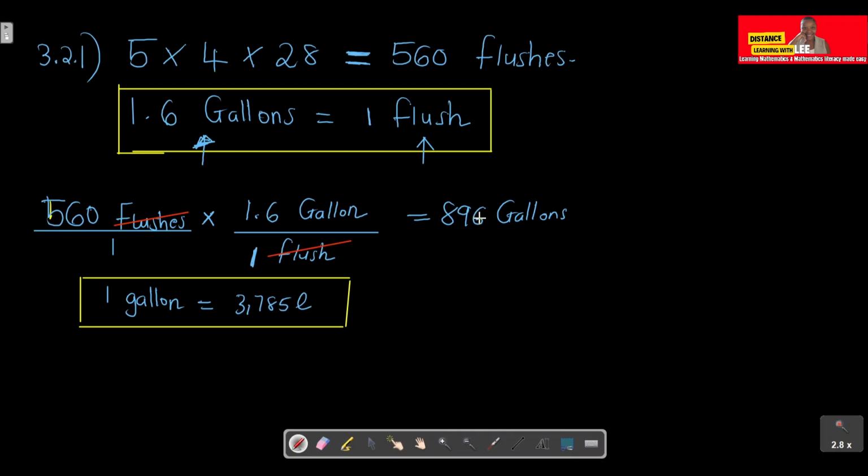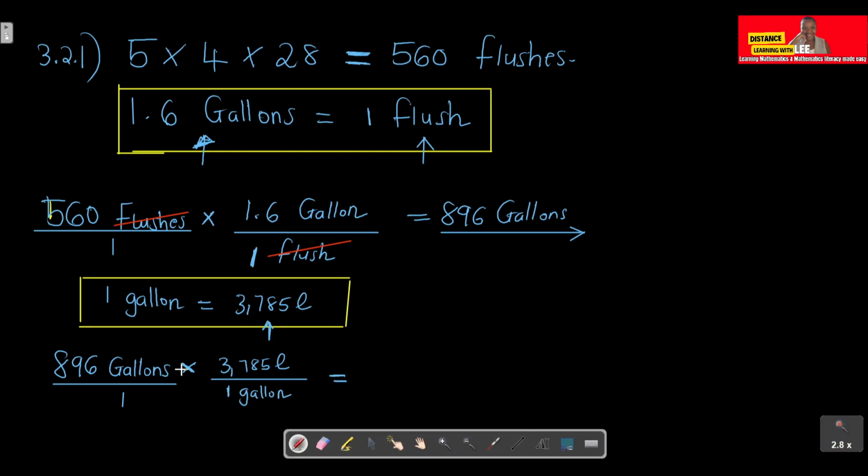So we're going to use this to help us convert these 896 gallons to liters. We're going to take that 896 gallons. We want to have our units in liters, so you're going to multiply by what we want, which is 3.785 liters, and divide by what you have, which is 1 gallon. What do you notice here? Your gallons cancel, and you'll just be left with units in liters.